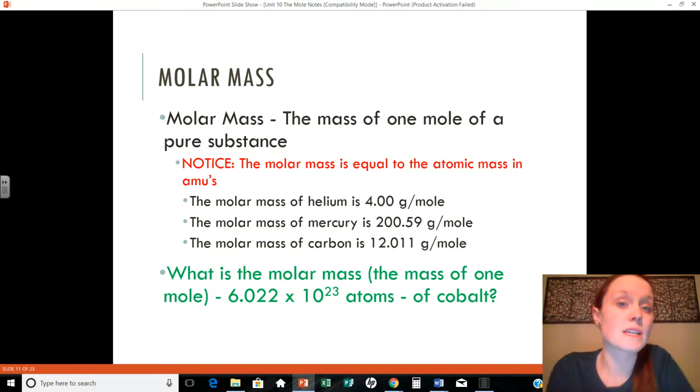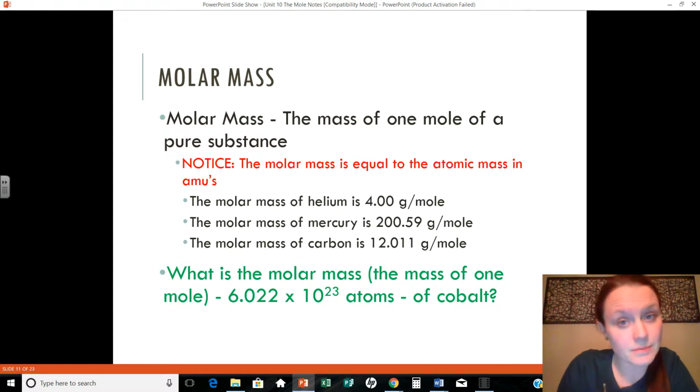So that brings us to our next topic, which is molar mass. Molar mass is the mass of 1 mole of a pure substance. And as it turns out, when Avogadro was going through all of his experiments determining exactly how many particles are in 1 mole of a substance, he discovered that 1 mole of a substance has the same mass as 1 atom of that substance, with the difference being the unit.